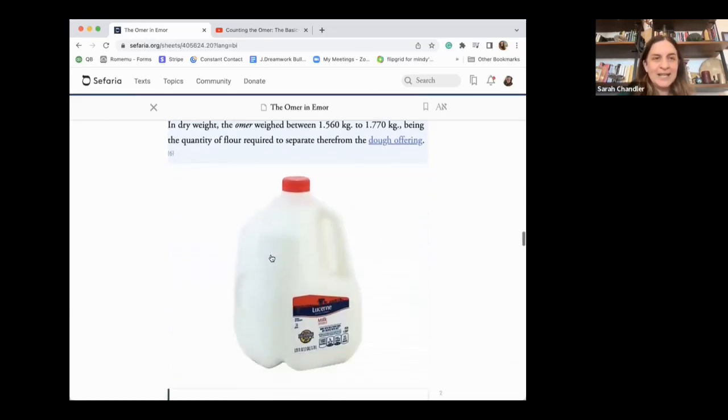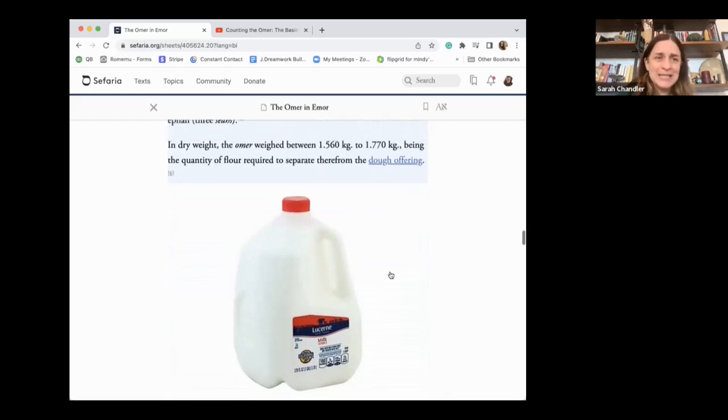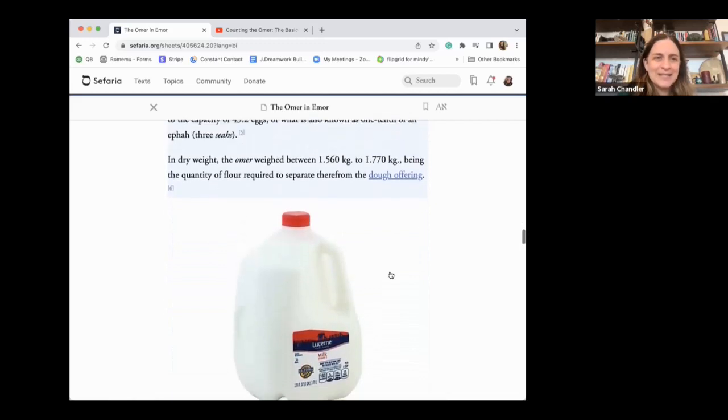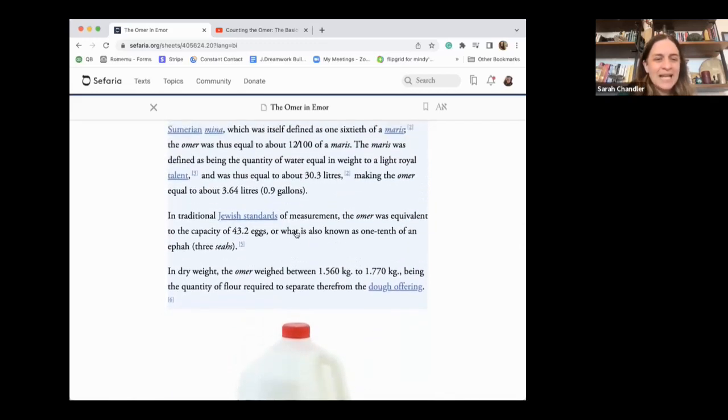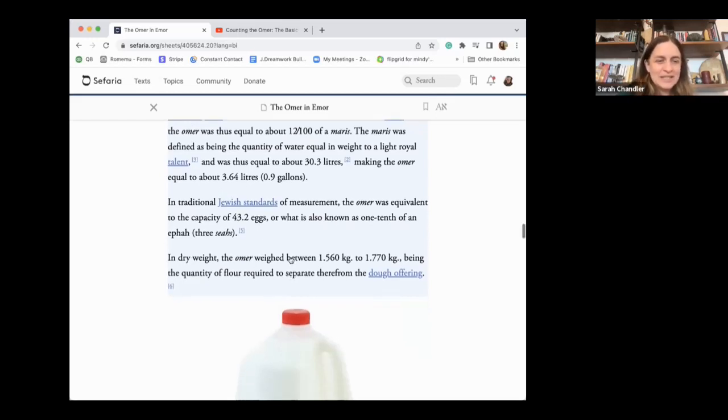So I had a picture of a gallon of milk here in case some of us haven't seen a gallon of milk in a while. It used to be a very standard thing where I grew up, but I haven't seen one in many years, to be totally honest. And another way of measuring it would be 43.2 eggs. Beitza is a very common way to measure. For example, we say that we should make kiddush on 2.5 eggs worth of wine. And that's another place in the Talmud.